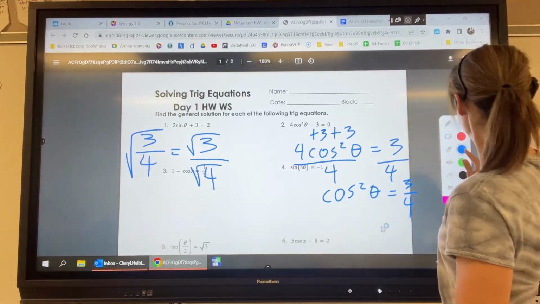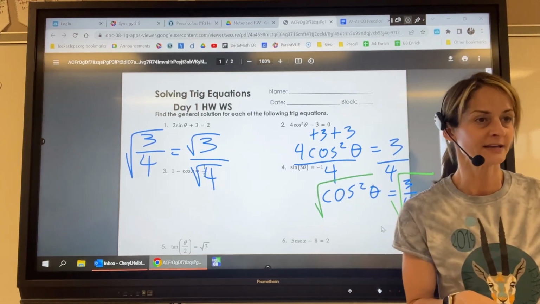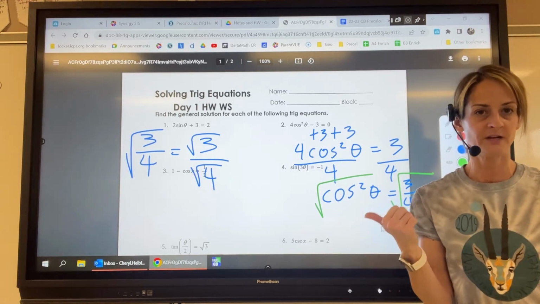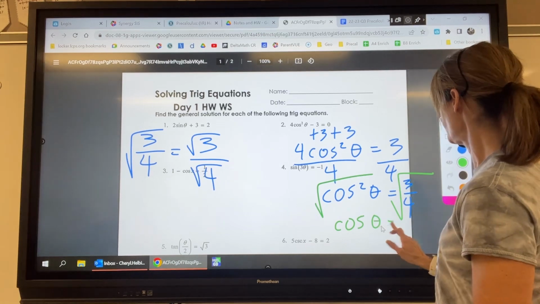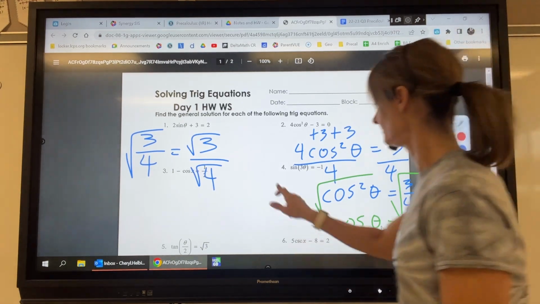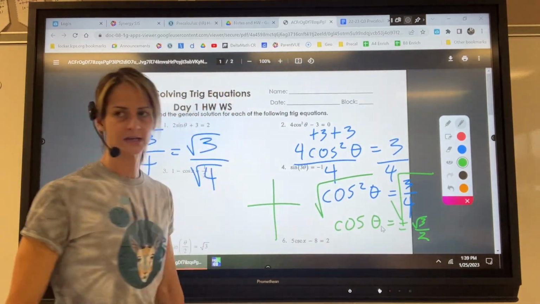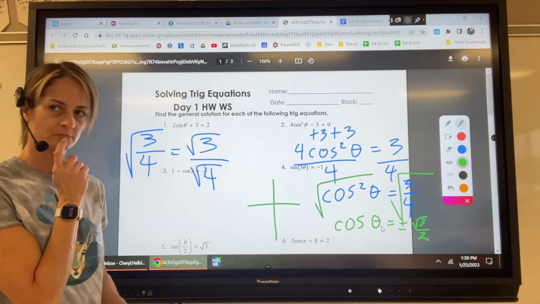Now when you do that, it's gonna end up being a plus or minus, as I was explaining at the very beginning of the video. So this is cosine of theta equals plus or minus root 3 over 2. And then we go to the unit circle. I'm gonna wait just a second to make sure anyone has questions on why that's a plus minus root 3 over 2.